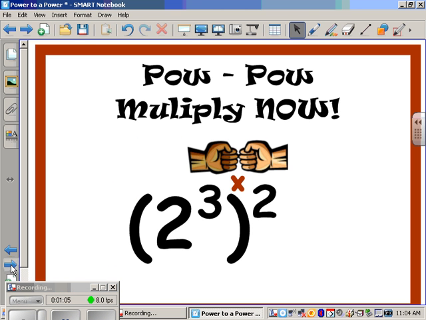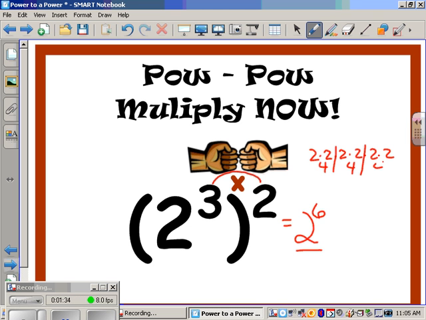Okay, in this particular example, notice at the top it says pow, pow, multiply now. That's a little rhyme to help you remember what you do when you have an exponent next to an exponent. So here we're going to multiply 2 times 3, which gives us 2 to the 6th power. And then of course, because the base is an actual number, we would then actually multiply it out. So 2 times 2 times 2 times 2 times 2 times 2. So if you multiply that out, it would be 4 times 4 times 4, which would then be 16 times 4, which would then be 64 for the final answer.